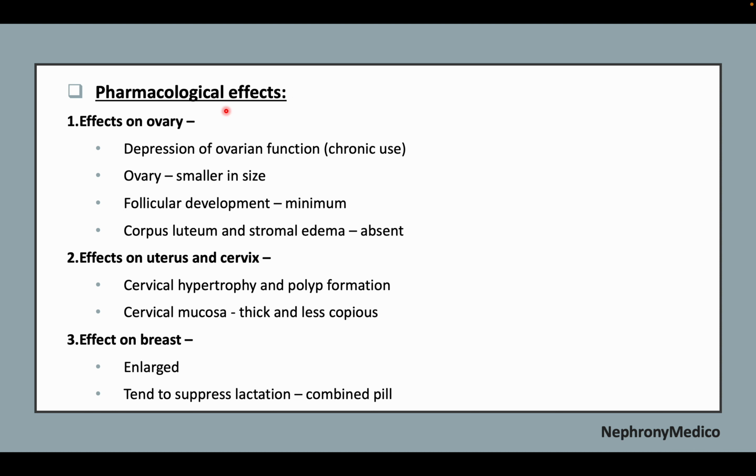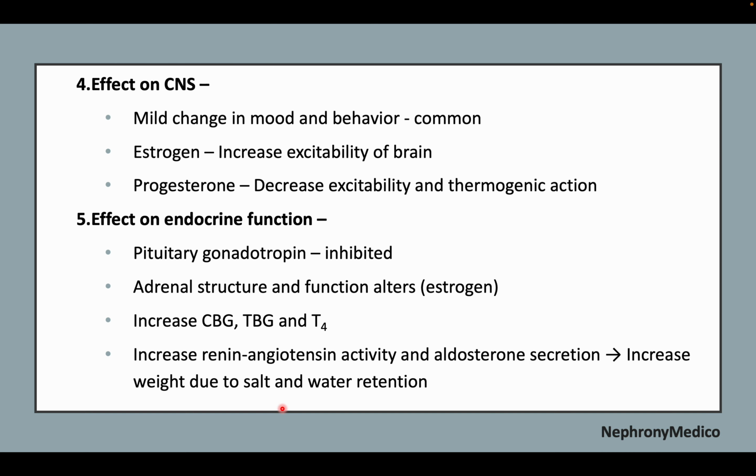Now, pharmacological effects. On the ovary, there is depression of ovarian function. The ovary is smaller, follicular development is minimal, and corpus luteum and stromal edema are absent. Effects on the uterus and cervix: cervical hypertrophy and polyp formation. Cervical mucosa appears thick and less copious. On the breast, there is enlargement and suppression of lactation. On the CNS, there is a mild change in mood and behavior. Estrogen increases the excitability of the brain. Progesterone decreases the excitability and has a thermogenic action.